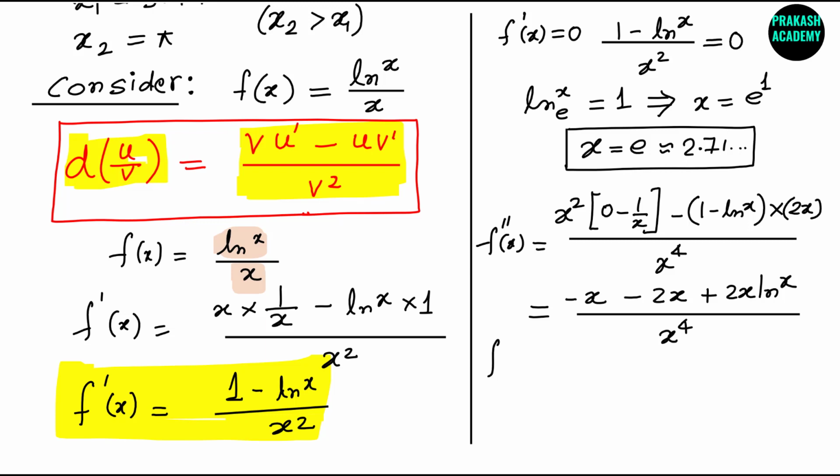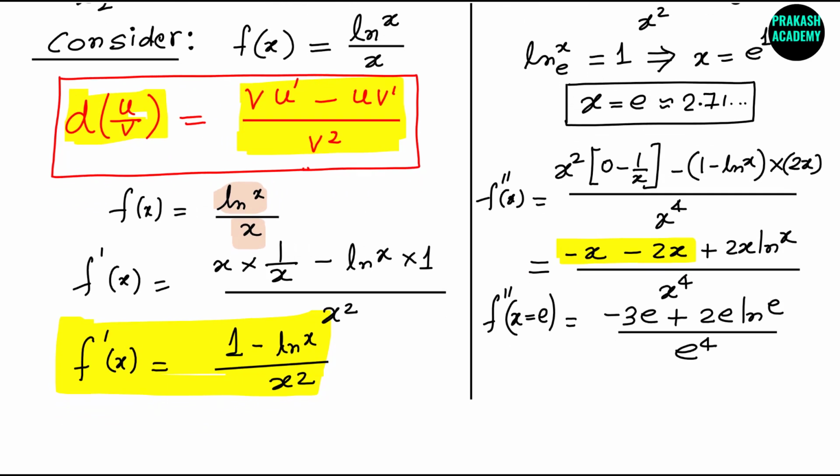Now let us find the value of f double dash x at x equal to e. This means I have to plug in x equal to e everywhere. So this is minus 2x and minus x, that is minus 3x. So this is simply minus 3e plus 2 times e ln e, divided by e raised to the power 4.